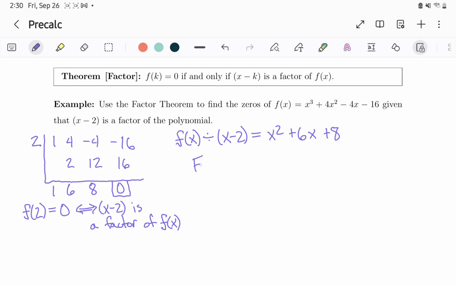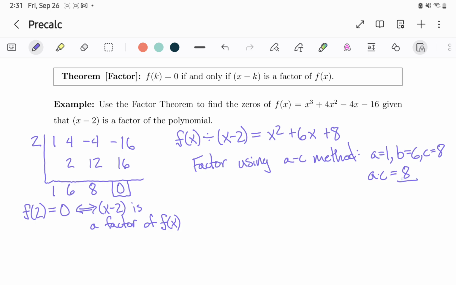And so we can factor using the AC method. So we have a is equal to 1, b is equal to 6, and c is equal to 8. So a times c is equal to 8. And since that leading coefficient a is equal to 1, we can use the shortcut version of the AC method. So once we figure out our two numbers for the AC method, we can go straight to writing our binomial factors using those two numbers.